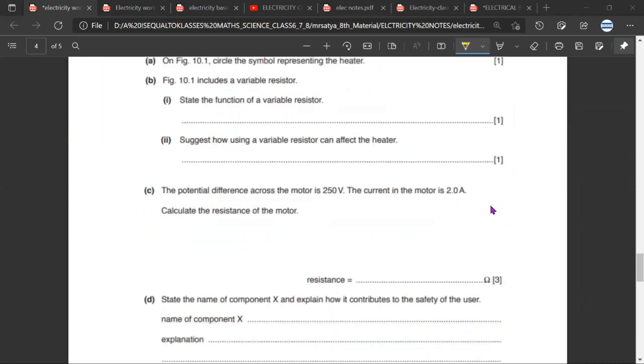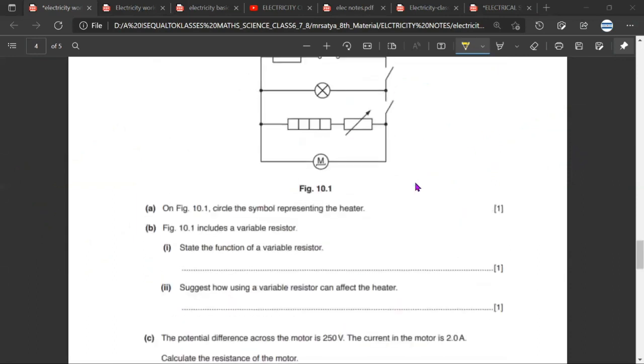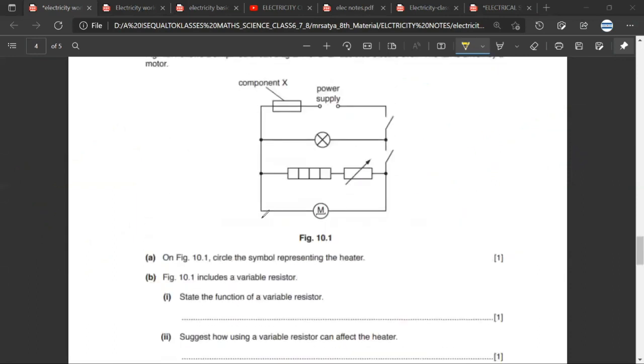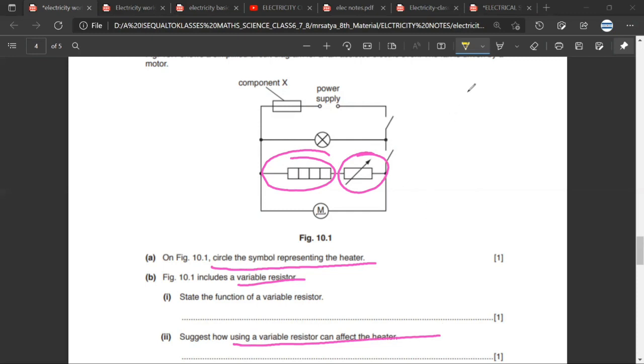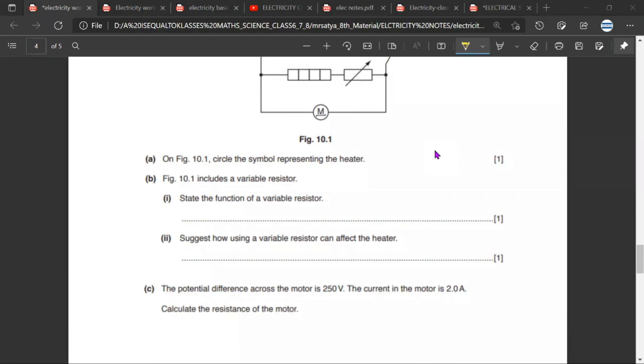So that if any question comes in your exams on one of the symbols, you should be able to understand. So for example, you will have a question like this: circle the symbol representing the heater. You should be able to say that this is a heater. It includes a variable resistor. You should be able to tell that this is a variable resistor. How can using a variable resistor affect the heater? You should be able to tell that the purpose of the resistor is to vary the temperature of the heater.